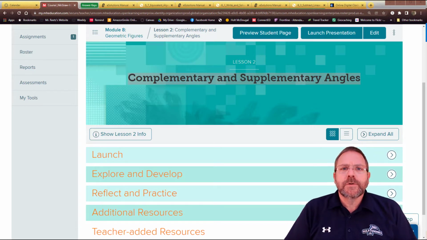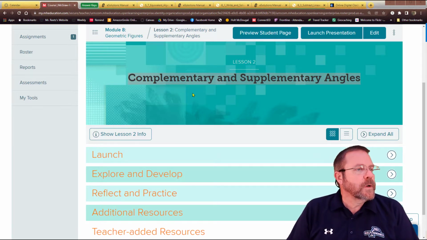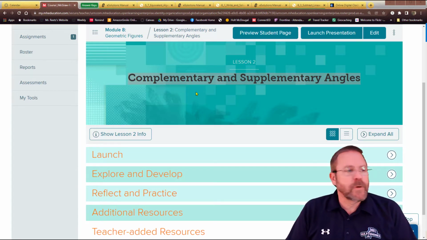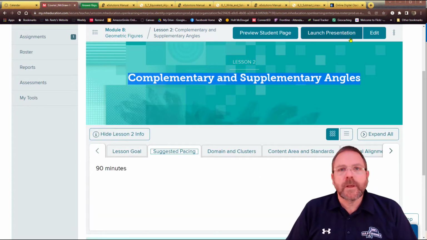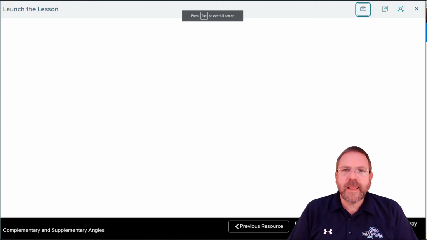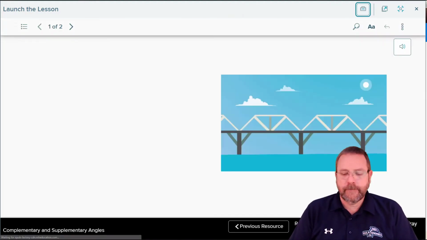Module 8, Lesson 2 continues our study of intersecting lines and the angles that come from them. This time we're going into complementary and supplementary angles. If you take a look at the suggested pacing, they're claiming this is going to be a 2-day lesson, has 17 resources, so that's a fairly real prediction, I think.